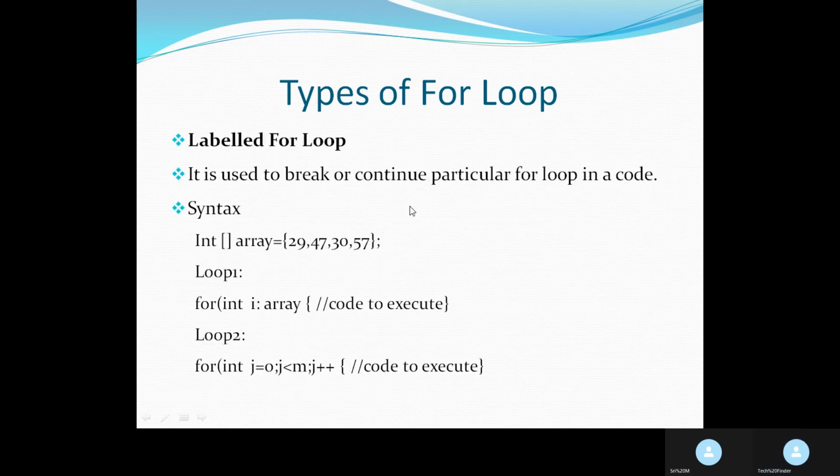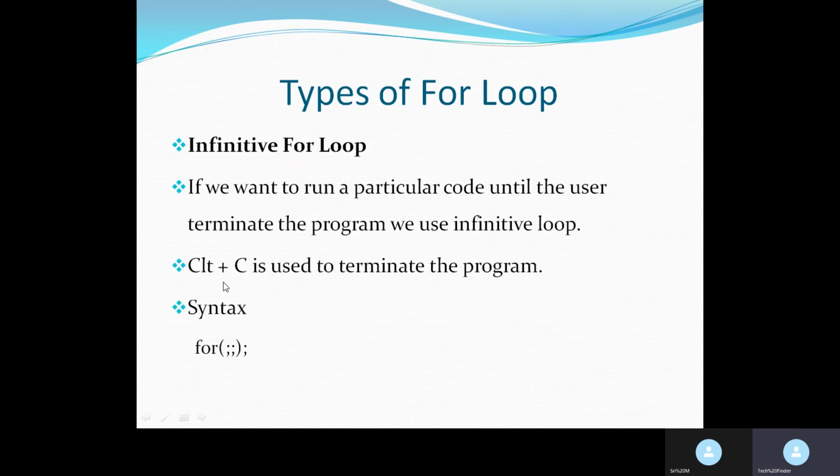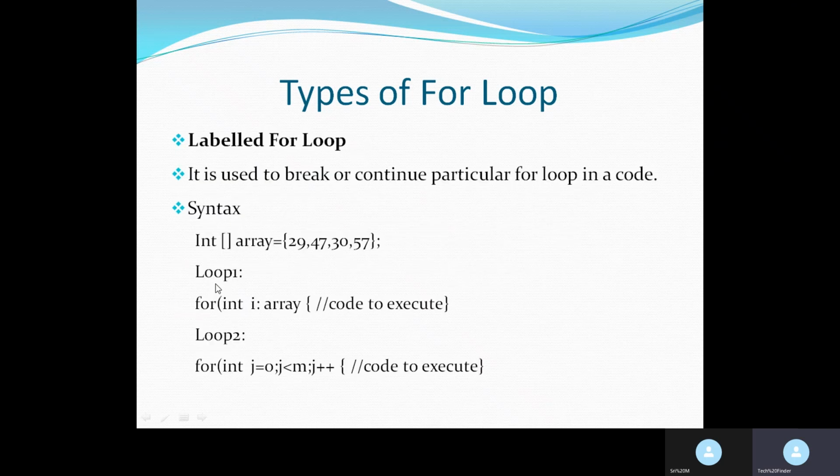Next is the label for loop. Generally we use this label for loop when, suppose, in our program we have some 10 to 15 loops, and for a particular condition we need to break some loop. For that we will use these labels to easily find the loop to break. Here is the basic syntax of this loop. On top of that loop, we will give the name, I mean the label, for that particular loop.